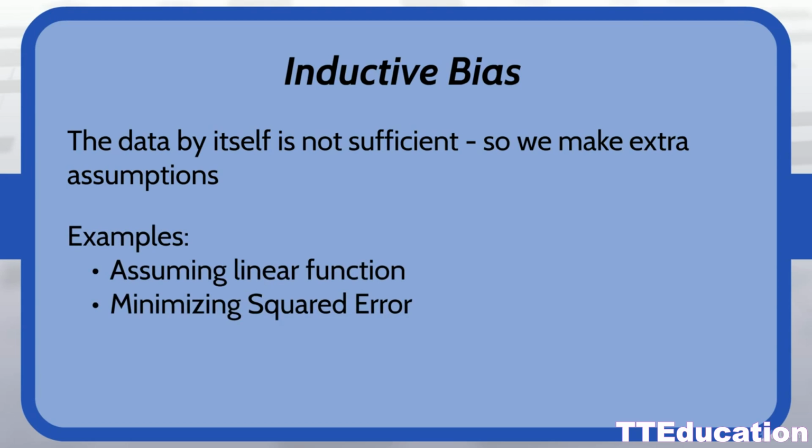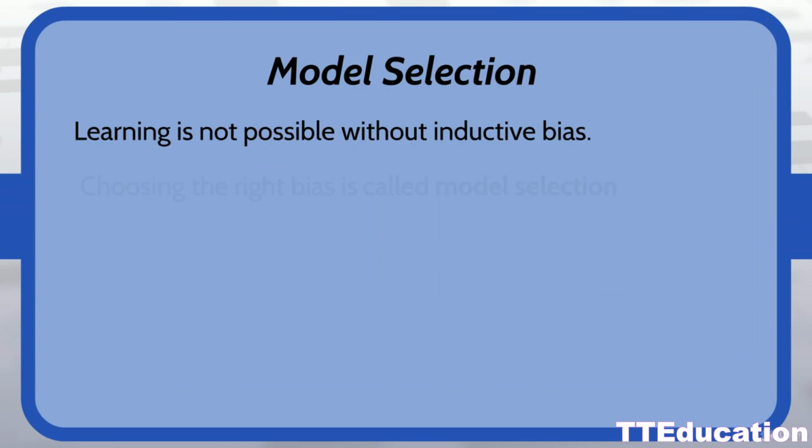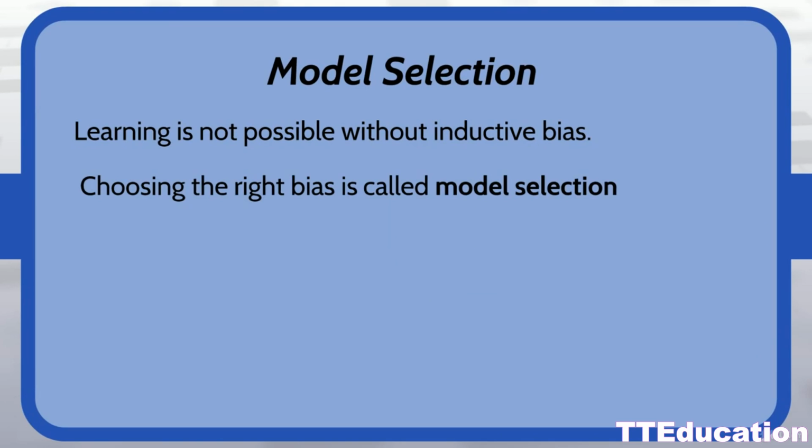In other scenarios, such as in linear regression, assuming a linear function is an inductive bias. And among all the lines, choosing the one that minimizes squared error is another inductive bias. We introduce these assumptions because, once again, the data by itself is not sufficient to find a unique hypothesis. So learning is not possible without inductive bias. But choosing the right amount of inductive bias is what we call model selection. Because the question really is, how do we choose the right bias, and what is that going to give us? This is model selection, which in other words is just choosing between the possible hypothesis classes.